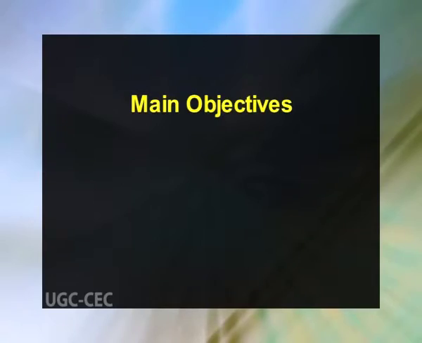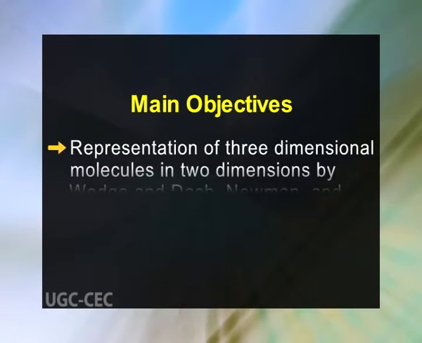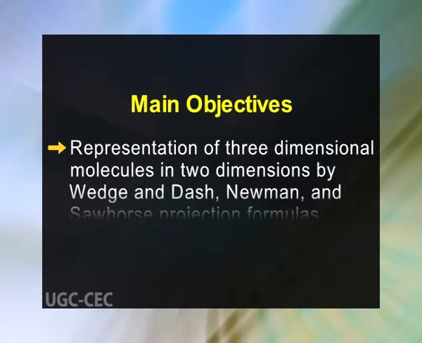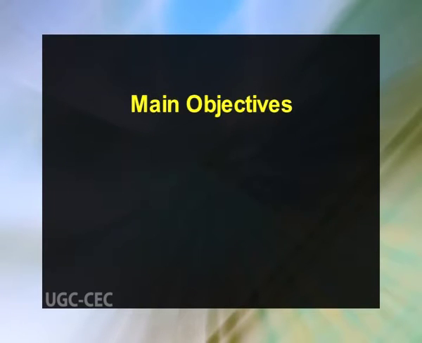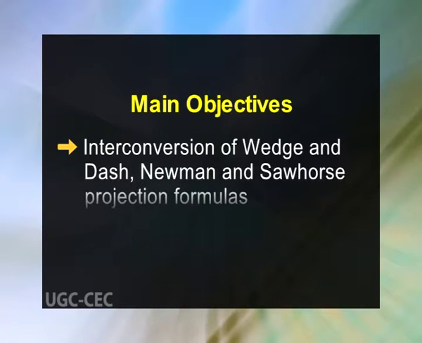Hello dear students, today we are going to discuss geometrical isomerism and nomenclature of geometrical isomers. The main objectives of the topic are to know about the representation of three-dimensional molecules in two dimensions by wedge and dash, Newman and Sawhorse projection formulas. Next is interconversion of wedge and dash, Newman and Sawhorse projection formulas.